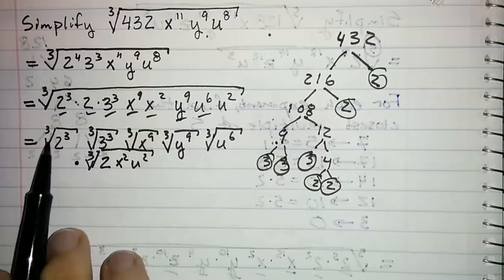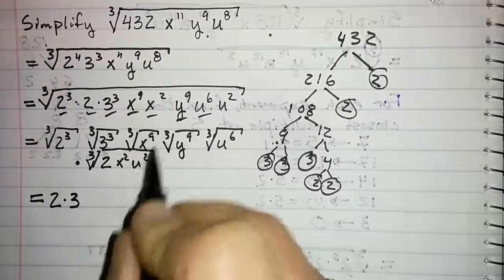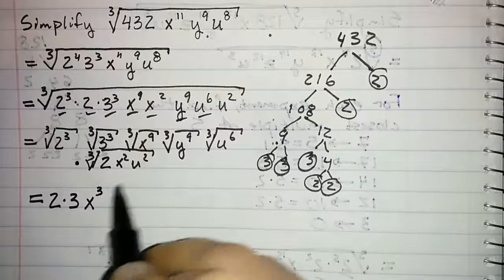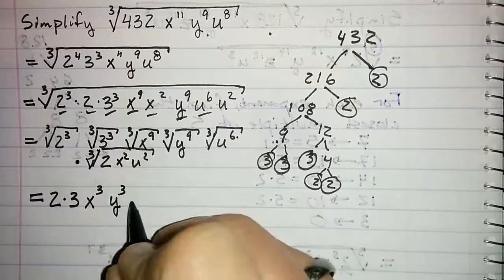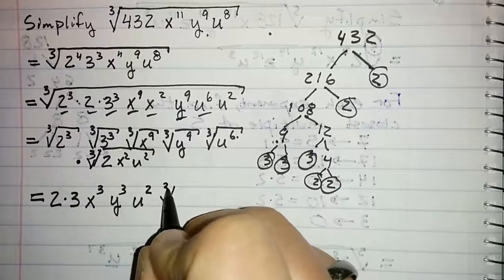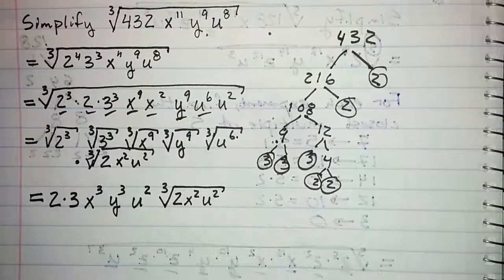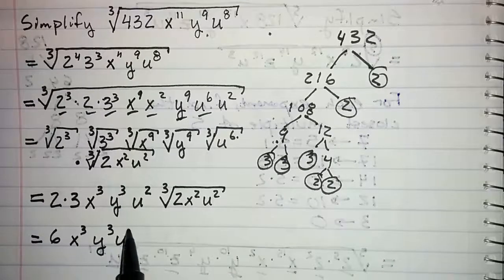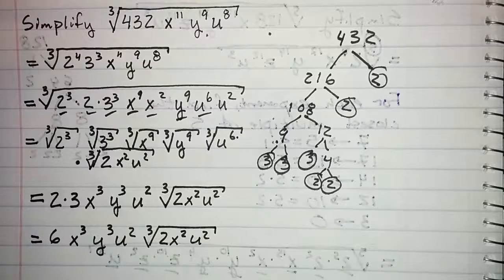All right, so what do I have? Cube root of 2 cubed is 2. Cube root of 3 cubed is 3. Cube root of x to the 9th, 9 is 3 times 3, so I have x cubed. 9 is 3 times 3, so I have y cubed. 6 is 3 times 2, so I have u squared. And inside the cube root, I'm left with 2x squared u squared. I'm almost done. All I have left to do is multiplication with numbers. 2 times 3 is 6, and then I've got x cubed, y cubed, u squared, cube root of 2x squared, u squared. And that's all there is to it.